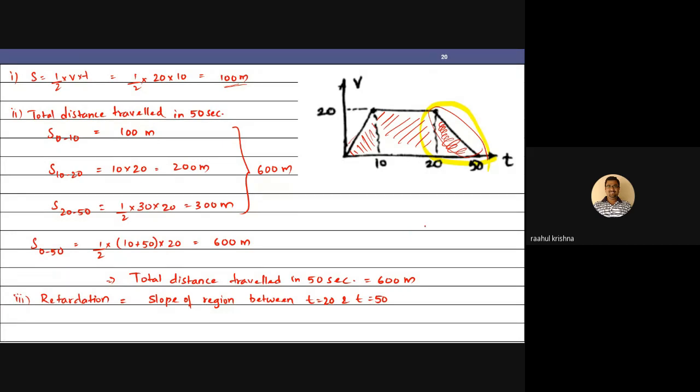So I'll have to find out the slope. The slope is V50 minus V20 divided by 50 minus 20, that is V2 minus V1 divided by T2 minus T1, simple. The velocity at the end of 50 seconds is shown as 0 in the graph. So 0 minus 20, that is minus 20, divided by 50 minus 20, that is 30. So how much is it? Minus 2 by 3. How much is the value?